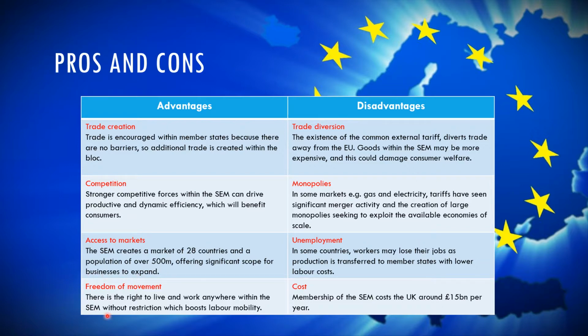And it can also be very good for workers in terms of they're able to go and work anywhere within the single market without restriction. On the flip side, it can be criticized that the single European market diverts trade away from non-members. In some markets, these large markets are dominated by monopoly companies. Some countries see unemployment as production is transferred to states with lower labour costs. And there is a cost of being part of the single European market, which is about £15 billion per year.